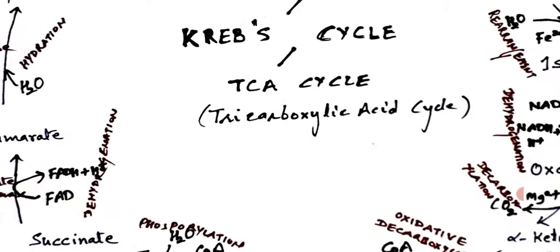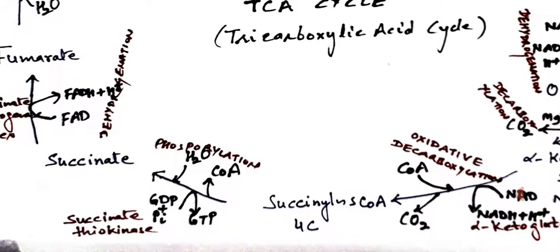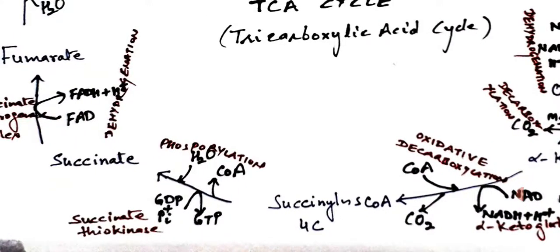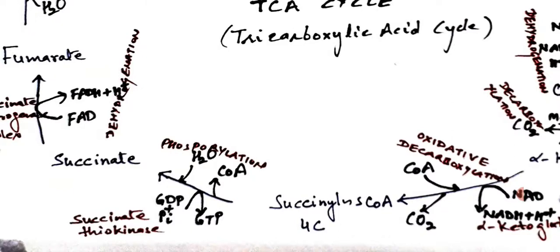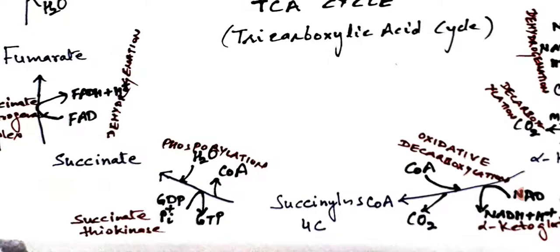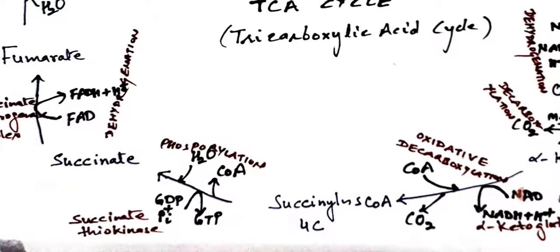Thereafter, the succinyl-CoA is converted into succinate by the enzyme succinate thiokinase. So this undergoes phosphorylation. A CoA is removed from succinyl-CoA and GDP combines with phosphate to form GTP. So here the GTP is formed. A water molecule is added in this reaction. So in this way the succinyl-CoA is converted into succinate.